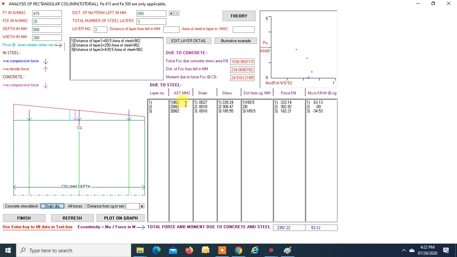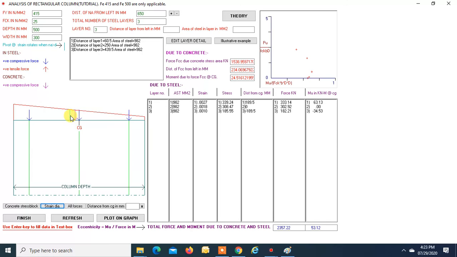So this final stress into area gives the force, right? Now all the forces are under compression, so all the forces are positive. Okay, so this is also positive, right? So when you add this, you get the ultimate load and moments.